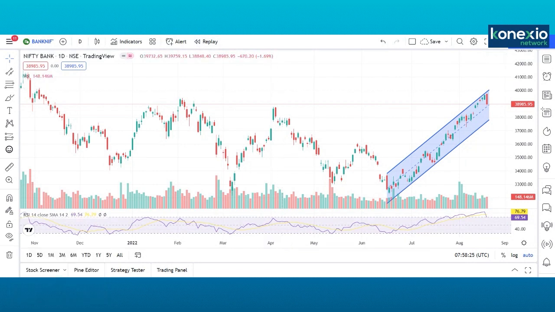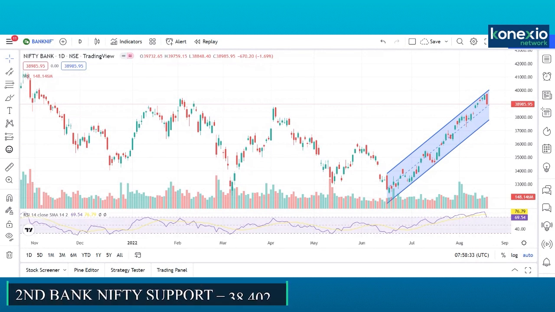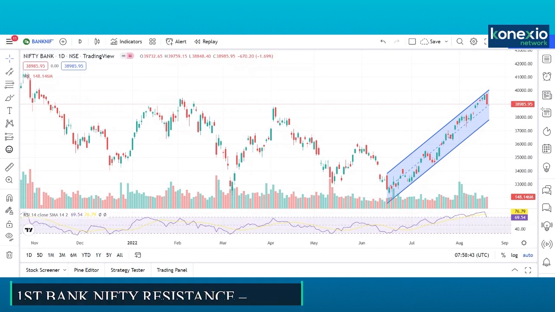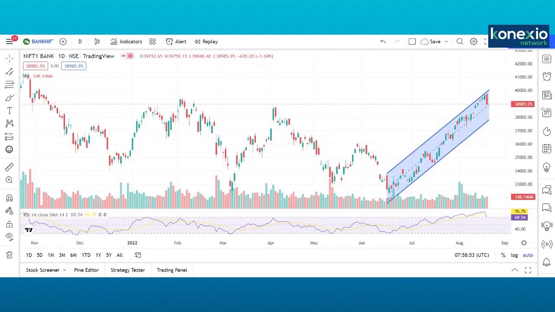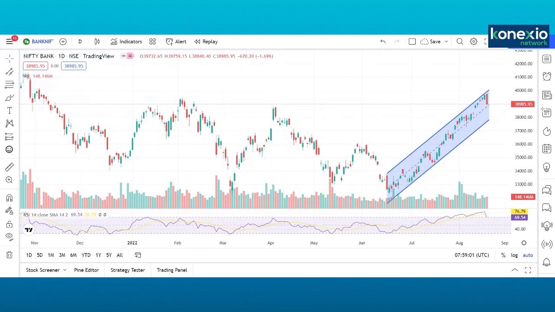In Bank Nifty, the important support is placed at 38,748 as the first support. Second support is placed at 38,402 and third support is placed at 38,155. On the upside, the first resistance is placed at 39,291, then 39,759, which is the swing high of last week, and the third resistance is above 40,000, which is 40,160. So these are the important supports and resistance levels in Bank Nifty.